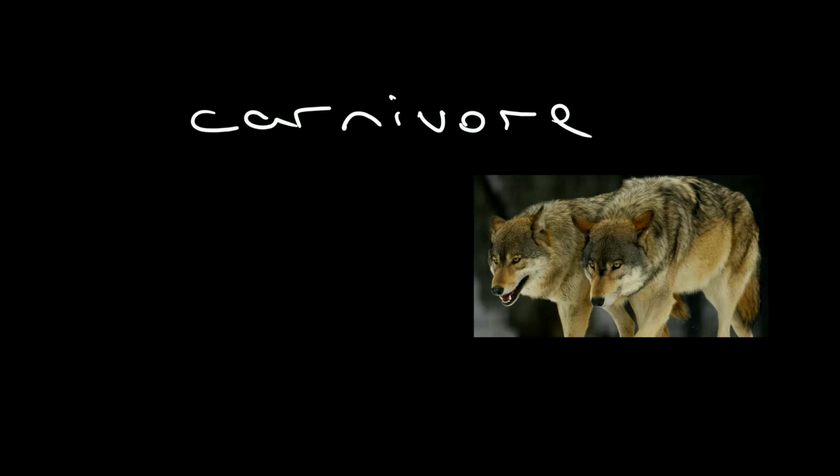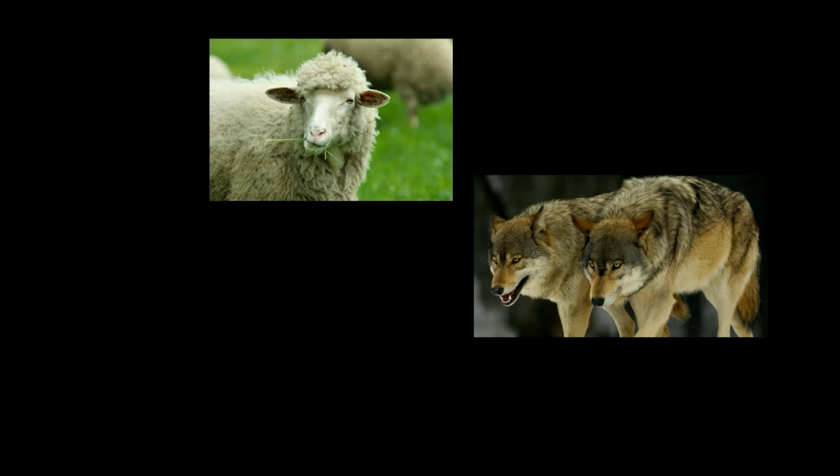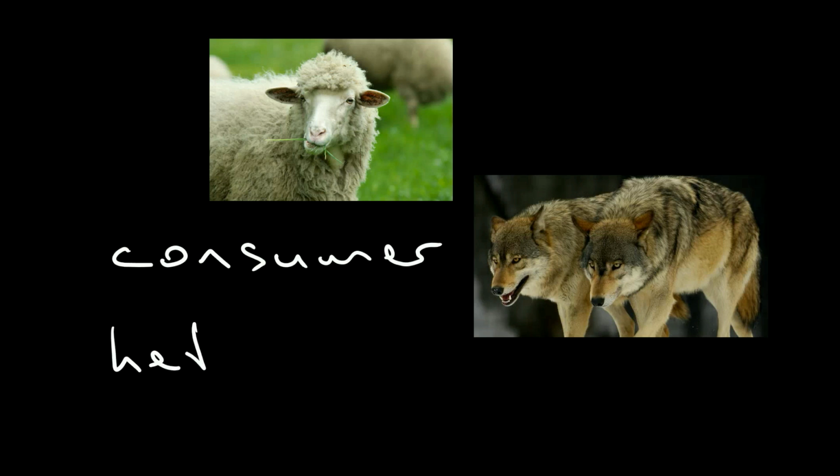Now, both the sheep and the wolf, well, neither of them are producing their own food. They have to consume something else. So whereas the grass was a producer, plants are producers, after the producer we have consumers. So the sheep and the wolf are both referred to as being consumers. Now, just like the producer had another name, autotroph, consumers have another name. They are also referred to as heterotrophs.